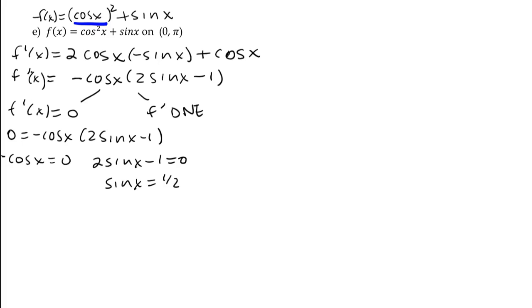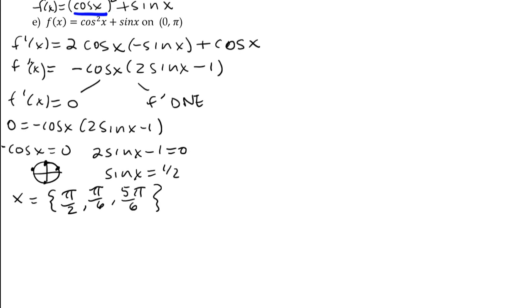Let's look at our unit circle. Cosine is 0 at pi over 2 and 3 pi over 2, but we don't want 3 pi over 2 because that's not in the restricted domain that they gave us. Where is sine 1/2? Sine is 1/2 right here at pi over 6 and at 5 pi over 6, and both of those are in the domain that they gave us. Okay, so there are our critical numbers. Now let's go on to step 2.